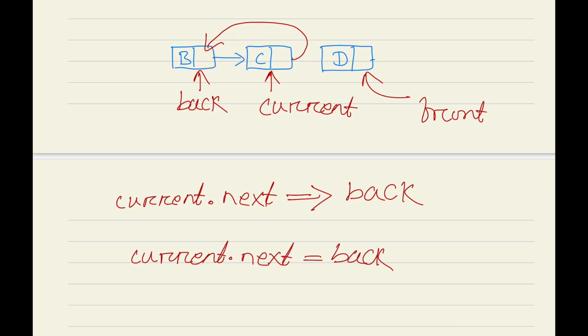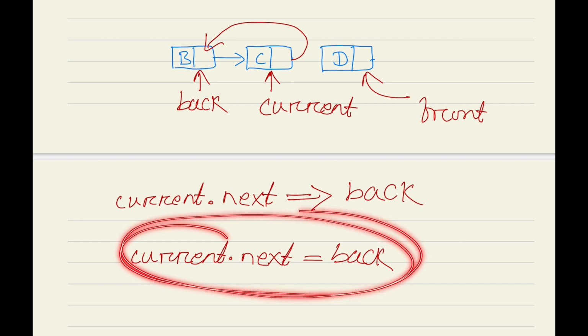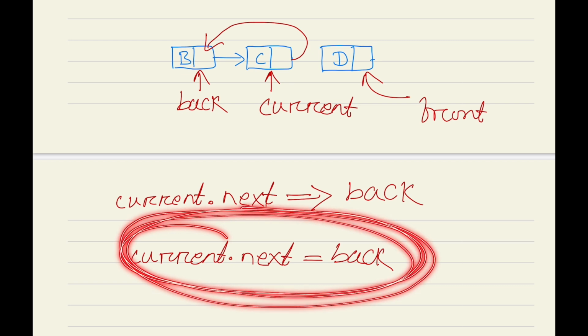So I think the concept is clear. We need three extra reference variables. One is back, another one is current, another one is front. This front keeps track of the next node of the current, and this back keeps track of the previous node of the current. So to reverse this link, just write current.next = back. This statement only, current.next = back.